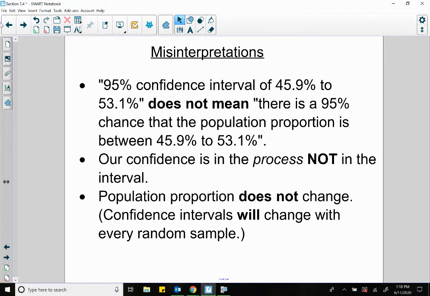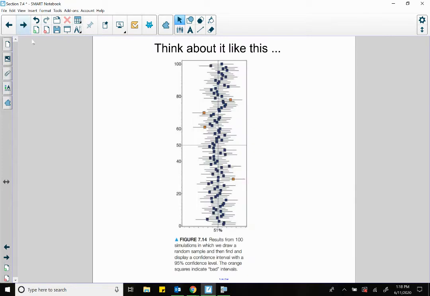So be careful when you interpret that confidence level. This 95% is about the process. 95% of the time, I will have my population proportion in there. The other 5% will not contain it. Okay? That's what a confidence level is. And we like 95% confidence levels.